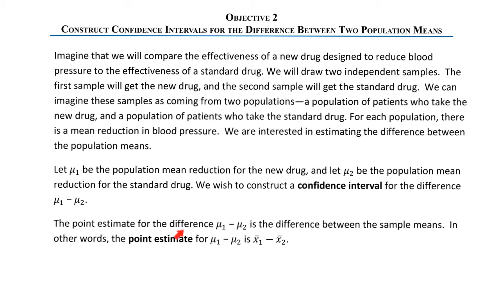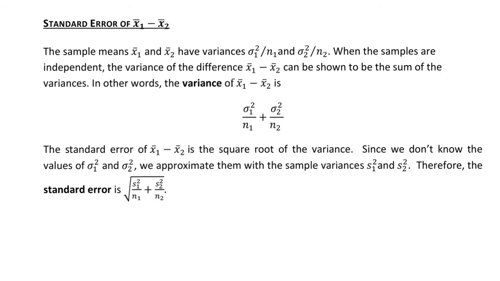The point estimate for the difference between two population means is the difference between the sample means. Or in other words, we can say the point estimate is x1 bar minus x2 bar, the difference between the sample means. Next, the standard error of x1 bar minus x2 bar, the difference between the sample means.